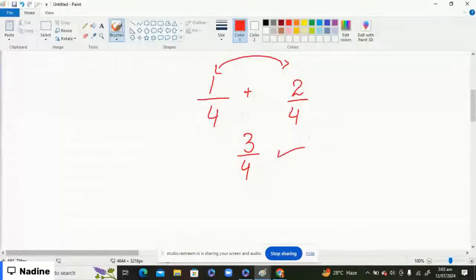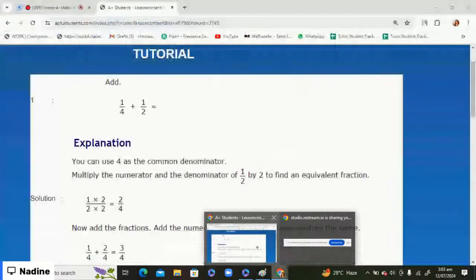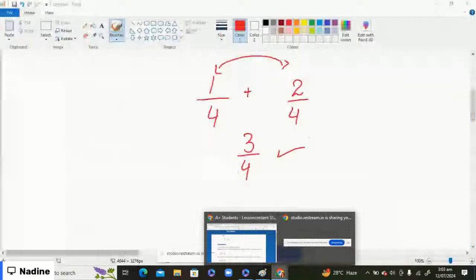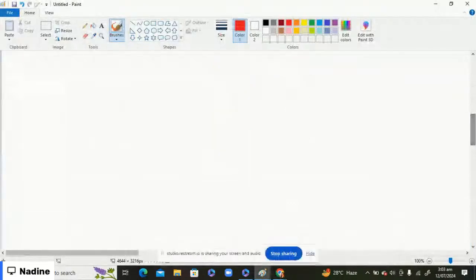But in the case where there are different denominators, how do we solve it? So we just check. Now this is 1 by 4 plus 1 by 2. First of all we are going to take the smallest denominator. Which one is the smaller denominator? That is 1 by 2. So we make this 1 by 2 equal to something over 4.